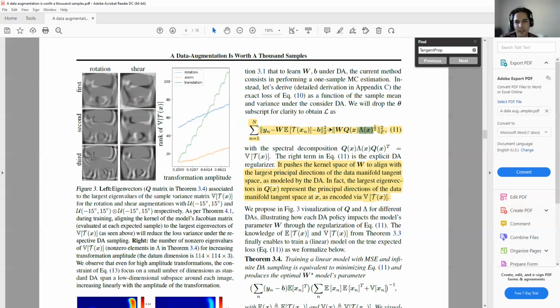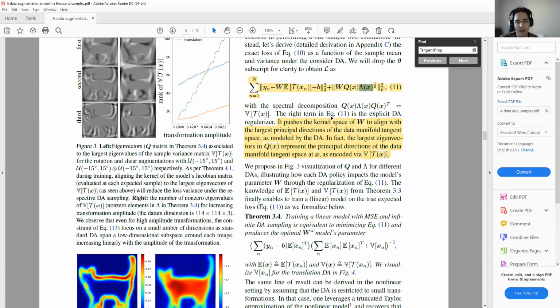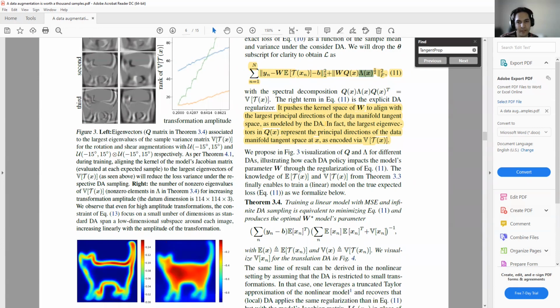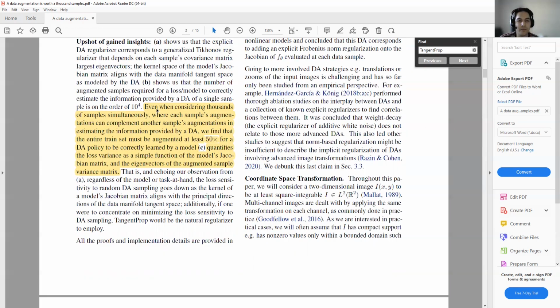That's why, if you want to reduce this, we want to put more focus on texture. We have to align the weights according to the smaller eigenvectors in the variance of the augmented data. Another important thing that they mention is here: even when considering thousands of samples simultaneously, where each sample's augmentation can complement another sample's augmentation in estimating information provided by a data augmentation, we find that the entire train set must be augmented at least 50 times for a data augmentation policy to be correctly learned by a model. It means that for each image, we need 50 different augmented versions.